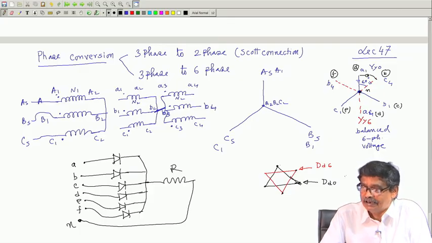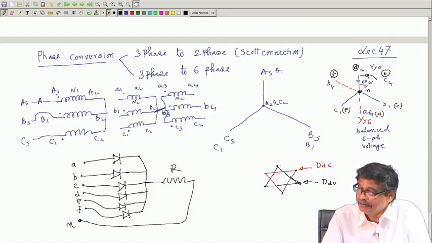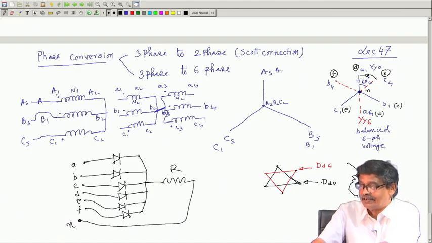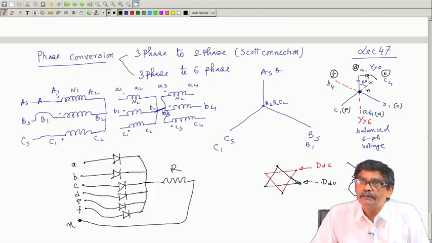6 rheostats, you can show it like a polygon, I should not call it delta, with equivalent resistance 1, 2, 3, 4, 5, 6. Suppose this is my load impedance, these 6 terminals you join there, then the circuit will be complete, and you have been able to apply a balanced 6 phase voltage.